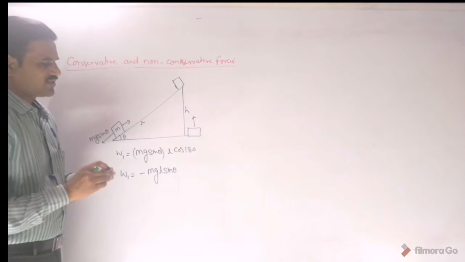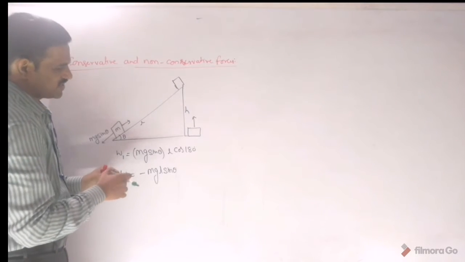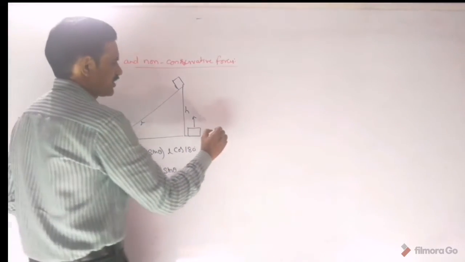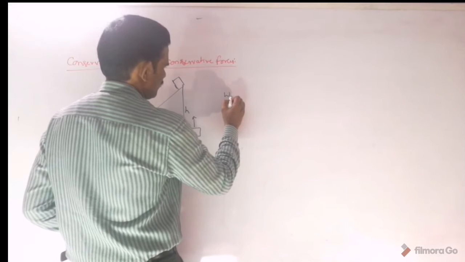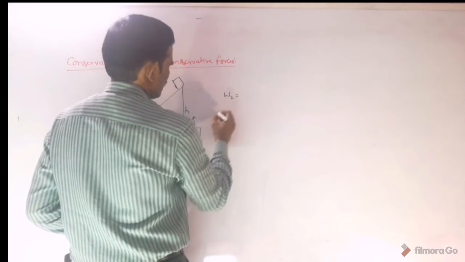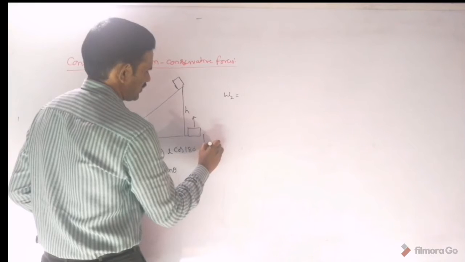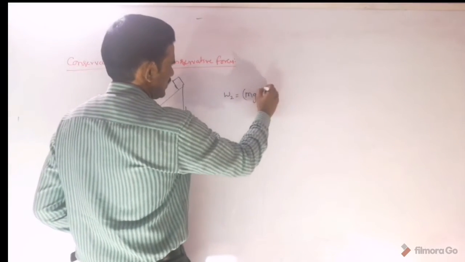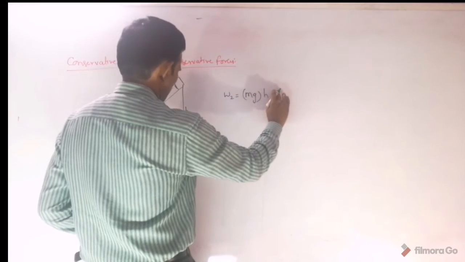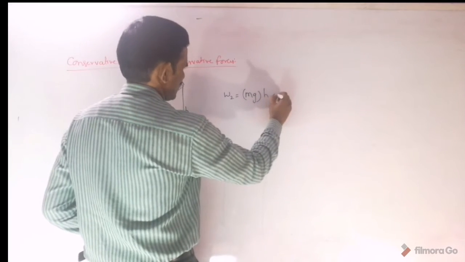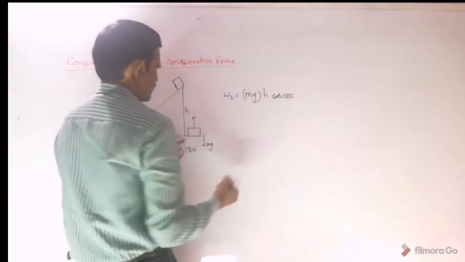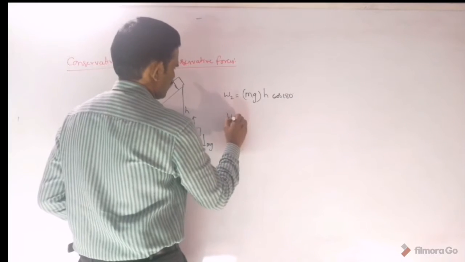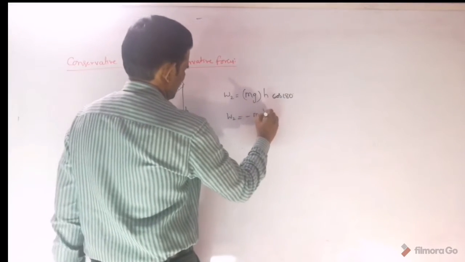Now suppose the block is displaced vertically like this, from here to here. Then the work done W2 is equal to, now mg is acting vertically down and the displacement is h, which is upward. So mg into h, and again cos 180, because this force and displacement are again opposite each other, so W2 is equal to minus mgh.